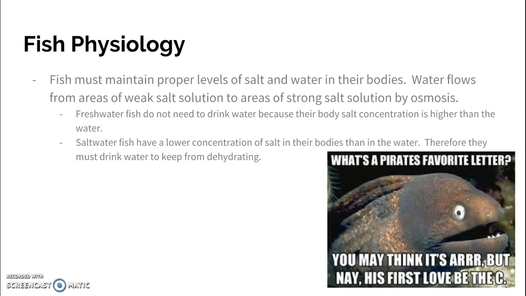So fish must maintain proper levels of salt and water in their bodies. Water flows from areas of weak salt concentration to areas of strong salt concentration by osmosis. Freshwater fish do not need to drink water because their body salt concentration is higher than the water itself. Saltwater fish have a lower concentration of salt in their bodies than in the water, so they actually do have to drink water to keep from dehydrating.